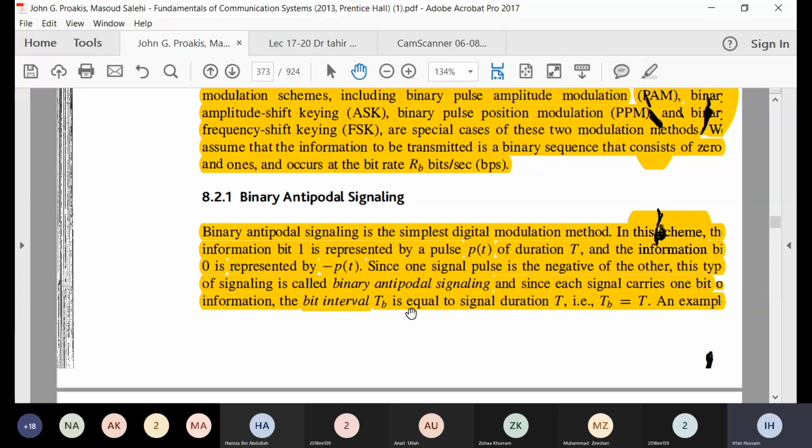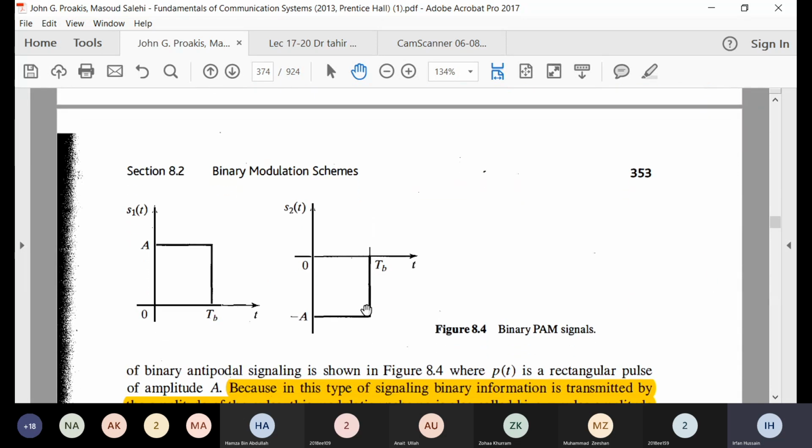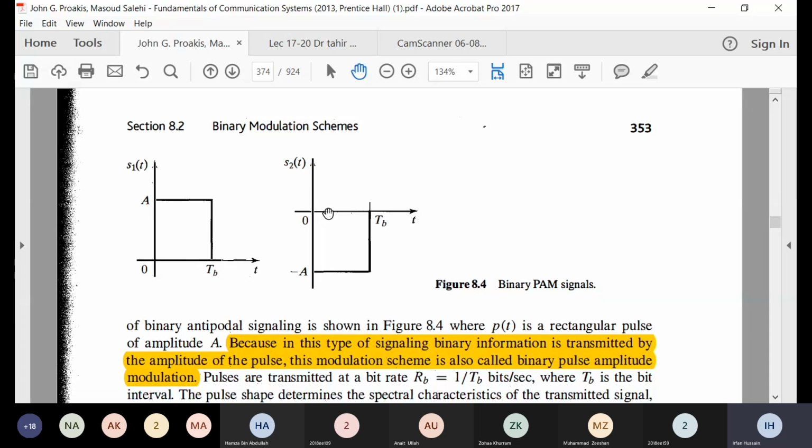So the duration you can see is equal to TB, where TB is also the interval for the bit. So each 1 or 0 is just represented by a pulse, and the pulse duration is the same as the duration of the bit. An example is here. So we have two signals. You can see that both signals can be represented by one bit representation.